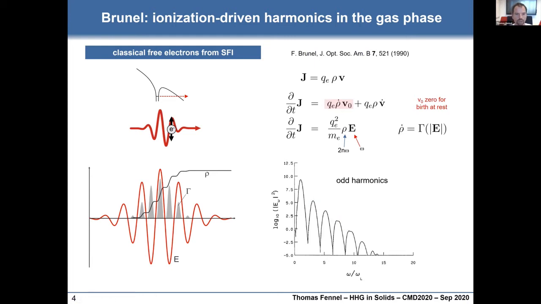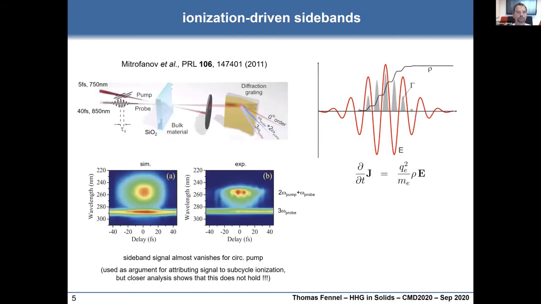So the question is now, is this relevant at all, or even relevant for solids? There's one important work from Vienna, where they have looked at such a signature. In this PRL, they considered a setup like the following: a short, intense few-cycle NIR pulse and a longer femtosecond NIR pulse, slightly detuned, are overlapped in SiO2, and they looked at the mixing signal from these two fields.